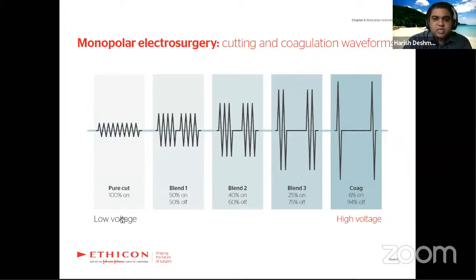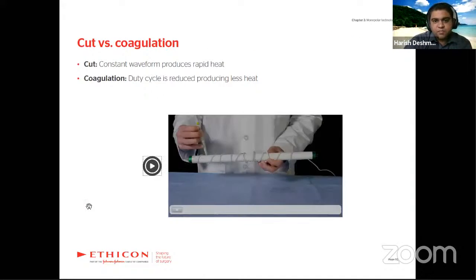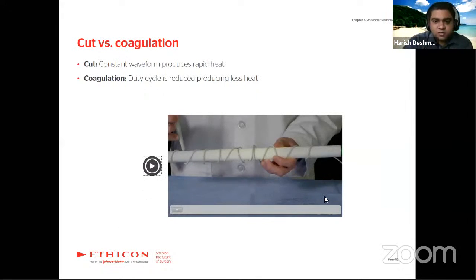What it shows is the current is on for a longer period in case of pure cut mode or the other modes. In case of coagulation mode, it is on only for 6% of the time and 94% it is off. So this gap between the two waves means there is no current passing through the patient. So there is less current which is passing through the patient. This is one very important thing which I would request everybody to have a look at.